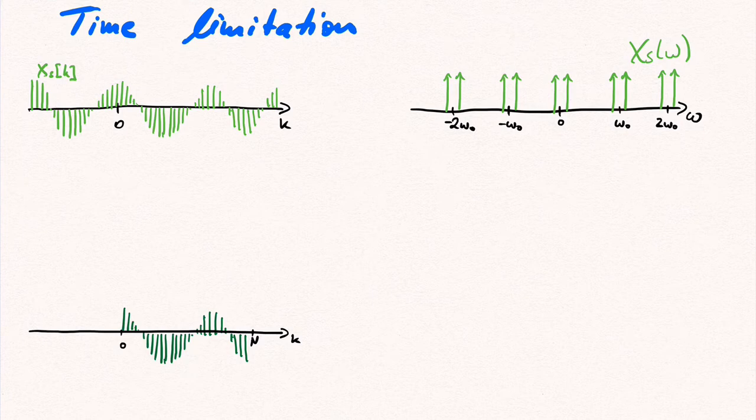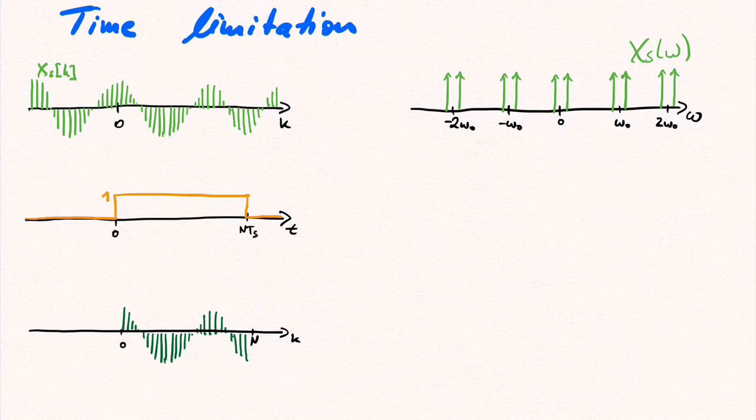In order to mathematically describe this extraction of N samples from an infinite amount of samples, we'll introduce this shifted rectangular signal of height 1 and width N Ts. Since Ts is the time between the samples, exactly N samples can fit into this rectangle. So the time-limited signal can be understood as a multiplication of the sample signal with infinite range and the rectangle.